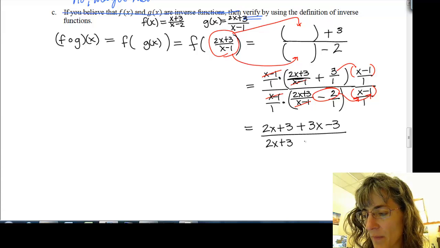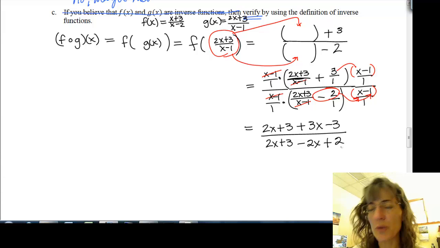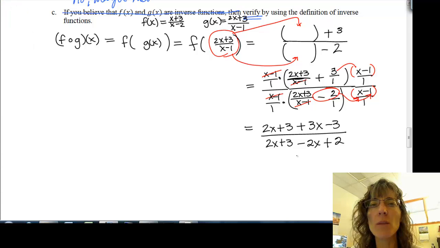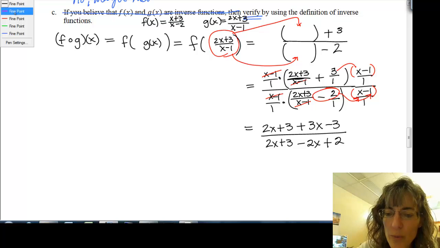Denominator, I have a 2x plus 3 again. And then I have negative 2 times the quantity x minus 1. So go ahead and distribute: negative 2x and then a plus 2. Okay, I want to simplify more, so that means combine like terms. You can't cancel anything because we have several terms, top and bottom, so we have to simplify.